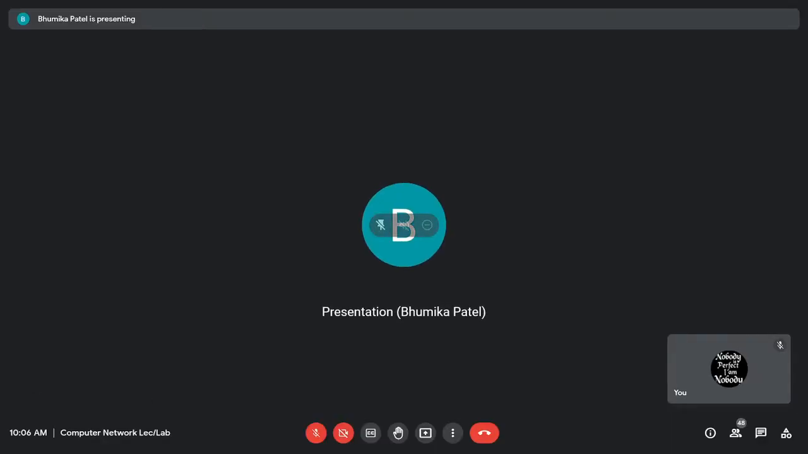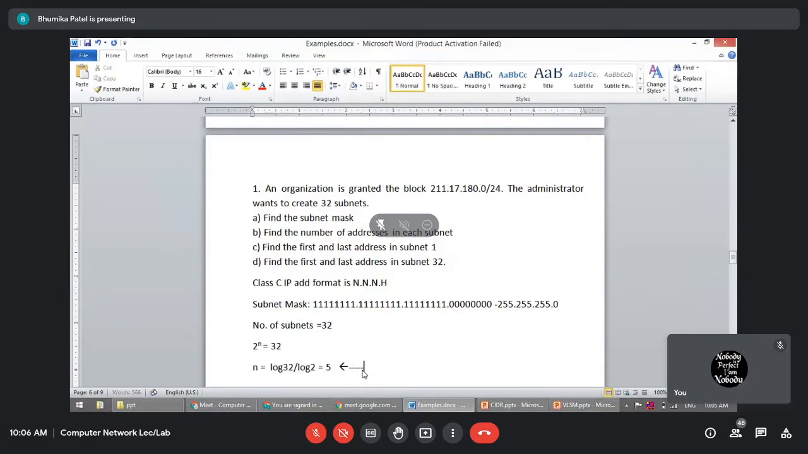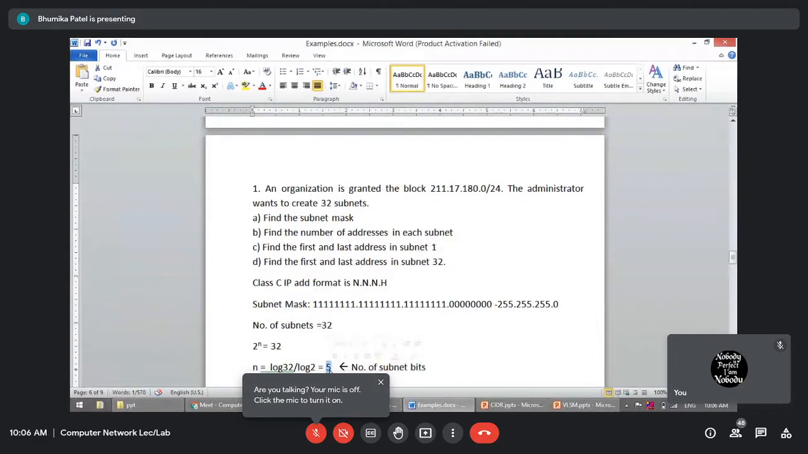So this represents the number of subnet bits. How many subnet bits will there be? 5. Apart from these 24 bits, how many bits do we have to include? 5 bits. If I'm using the number of subnets, then it represents the number of ones. If I'm using the number of hosts, then it will be the number of 0s.